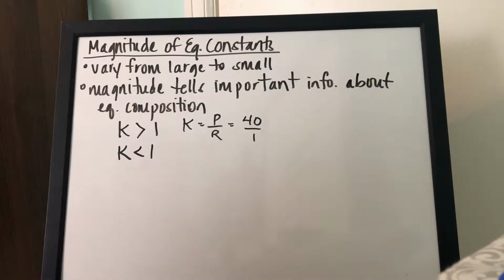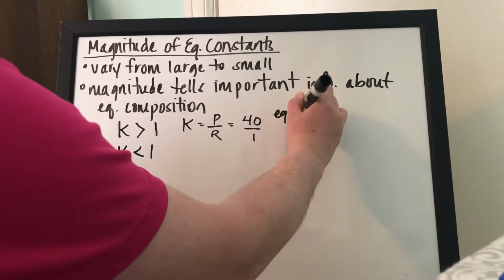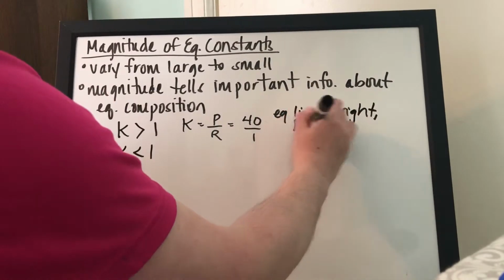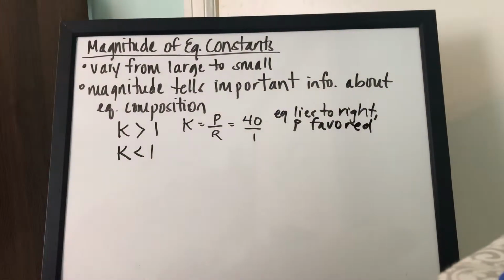And when this is the case, it's said that equilibrium tends to lie to the right. Okay, that means the right-handed side of the reaction, or the products. So you'll hear that said a lot: equilibrium lies to the right, and the products are favored at equilibrium. And then of course the reverse is true if K is less than 1.